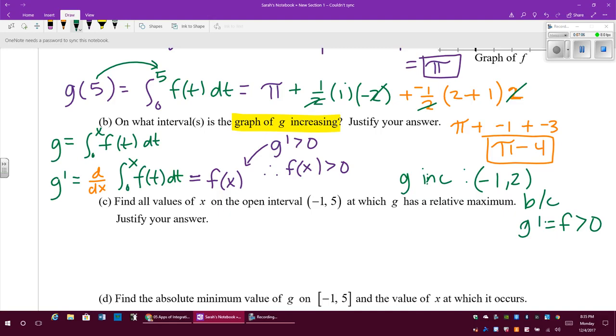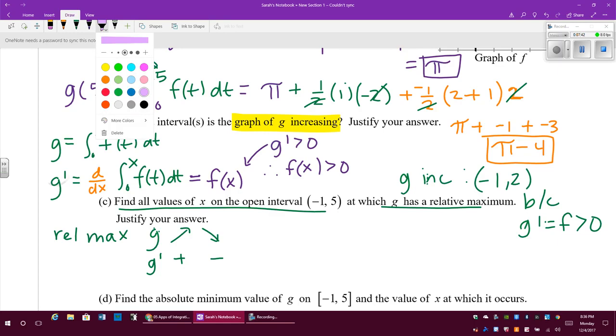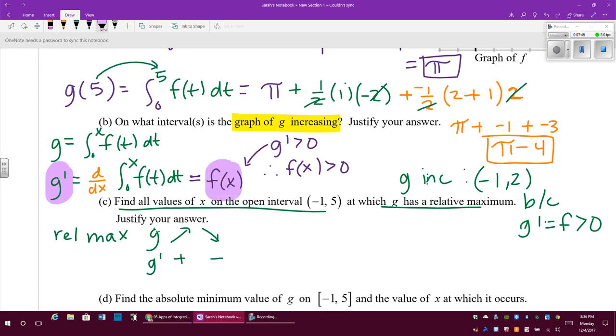Okay? So now let's make some further connections. Find all values of x in which g has a relative maximum. So guys, let's empty our brains about what we know. We know that a relative max occurs when g goes from increasing to decreasing. If g is going to go from increasing to decreasing, that means that g prime must go from positive to negative. Well, what did we just discover that g prime was? In our previous example, we discovered that g prime was equal to f of x.